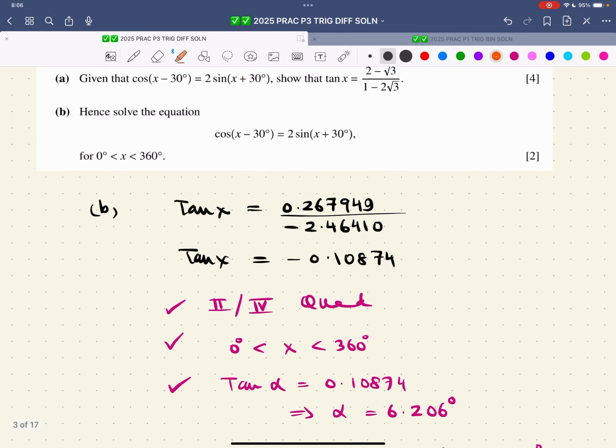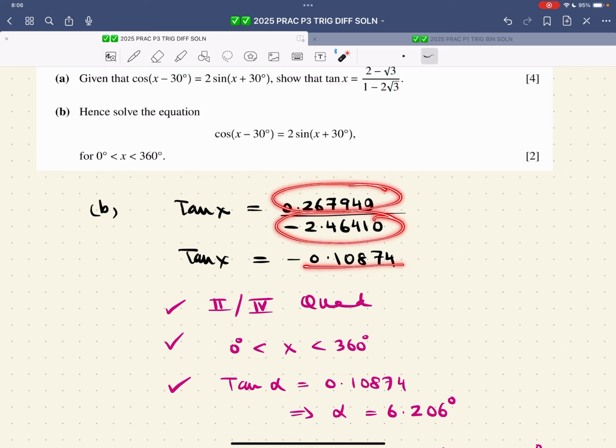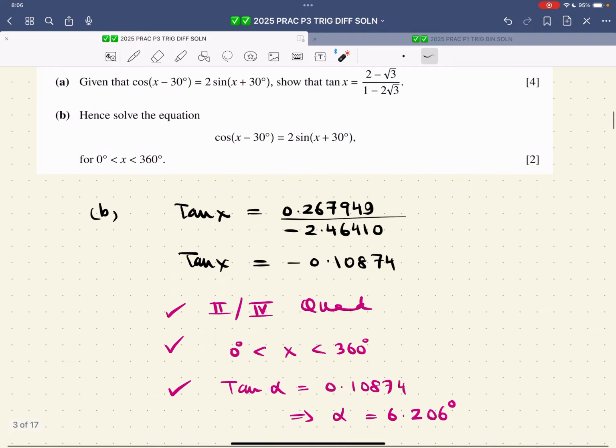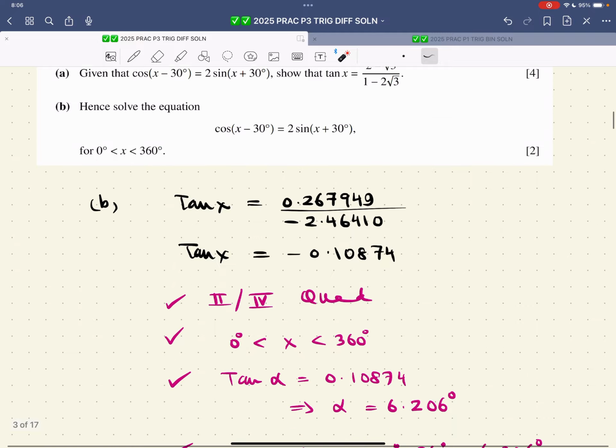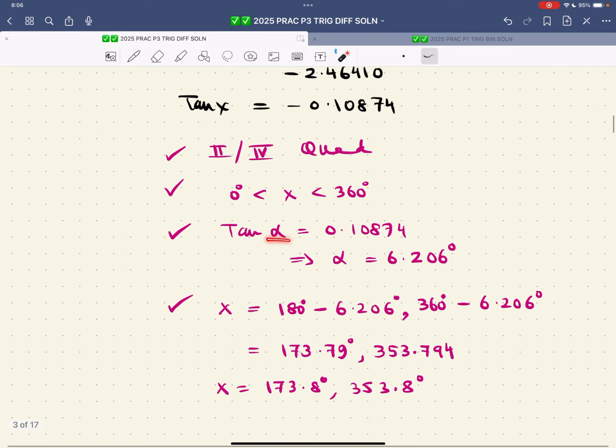Now the next one, it says hence solve this equation. Now tan x equals this. I have used the calculator and simplified. I'm working in 5 significant figures, that's good enough. Tangent is negative, that means we are talking about the second and the fourth quadrant. The range of values of x is between 0 and 360, non-inclusive. The basic angle is always calculated with a positive ratio. A very small angle came out.